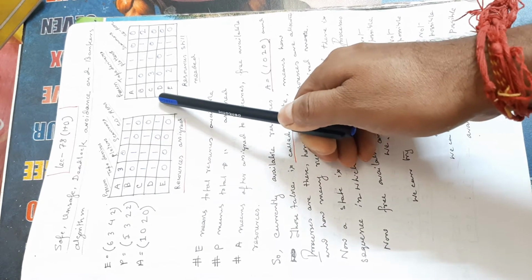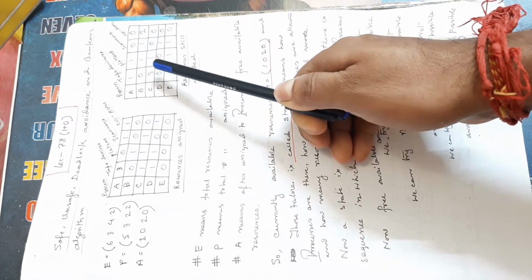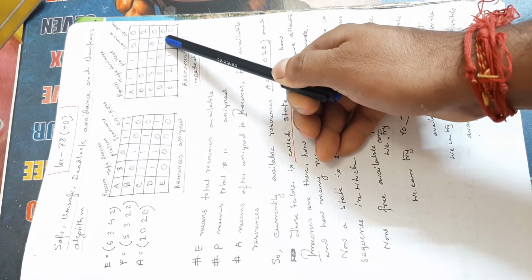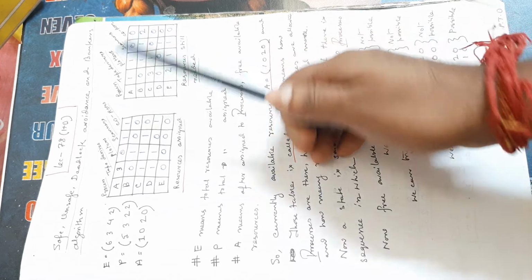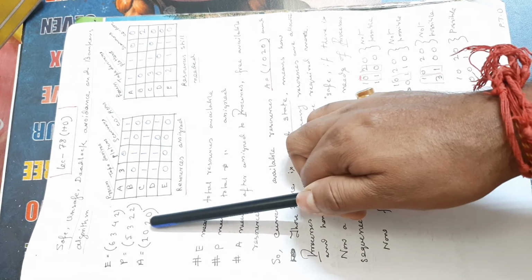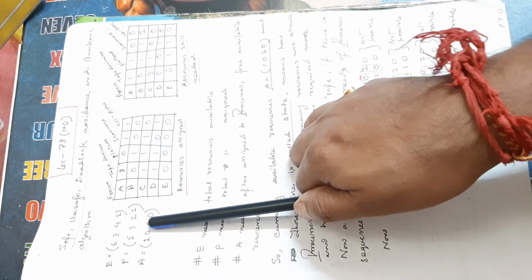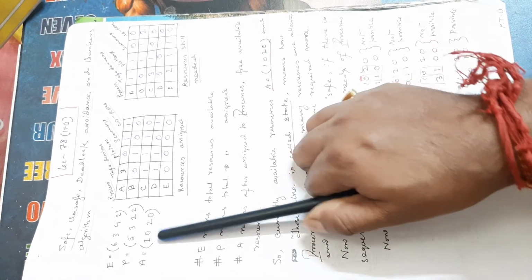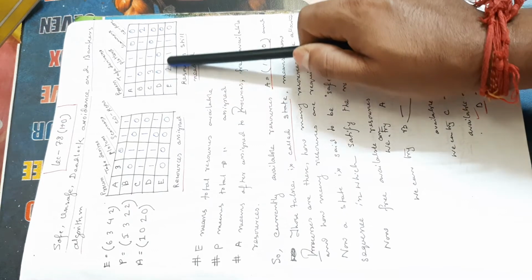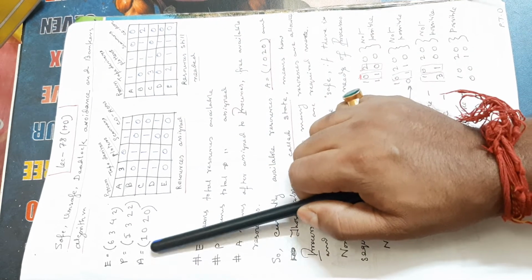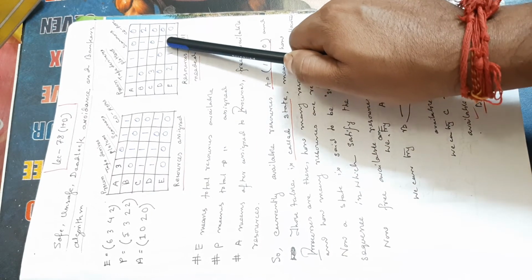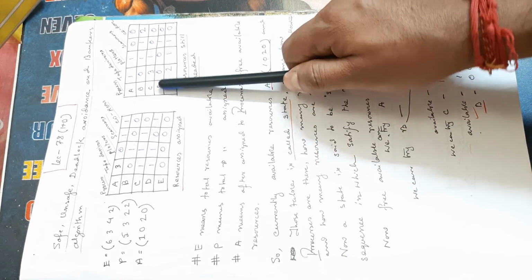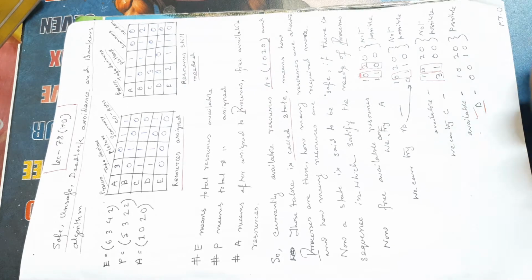So can we start D first? 0010. That means the requirement of D is only 1 scanner. So the scanner is available. Yes, okay, 2 scanners are available. So the requirement of D is 0010 and the availability is 1020. So 2 scanners are available and D requires only 1 scanner, nothing else. So we can allocate D.